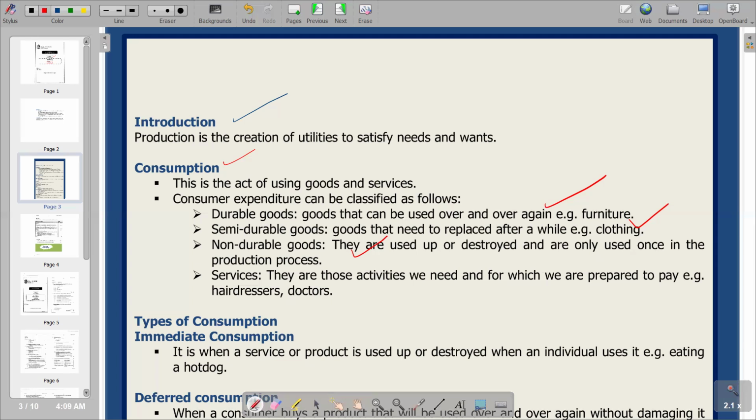So we are saying non-durable goods are anything that loses its economic value in one use. That is a short period of time. So basically, that is non-durable goods.